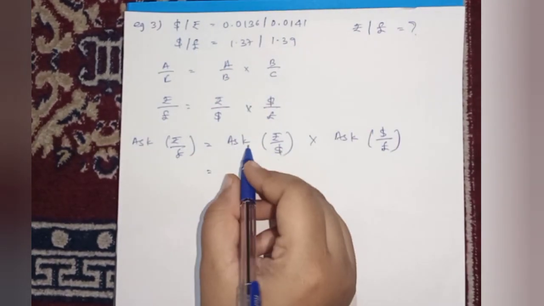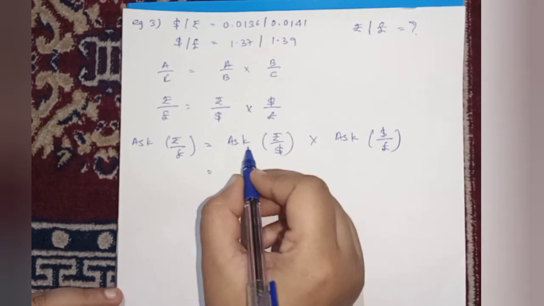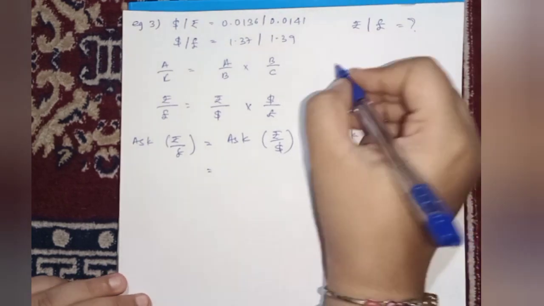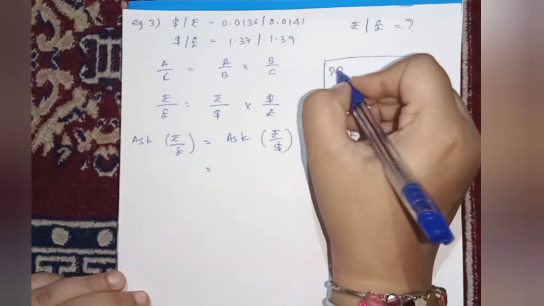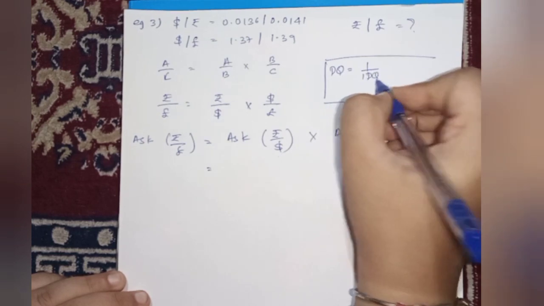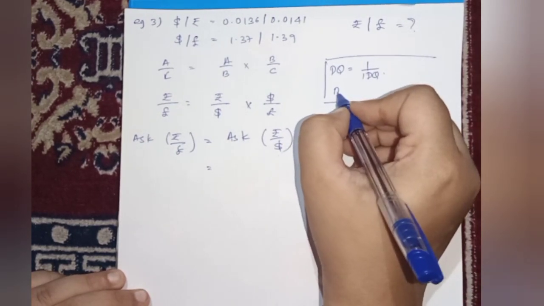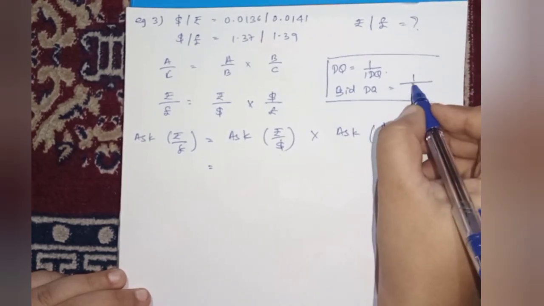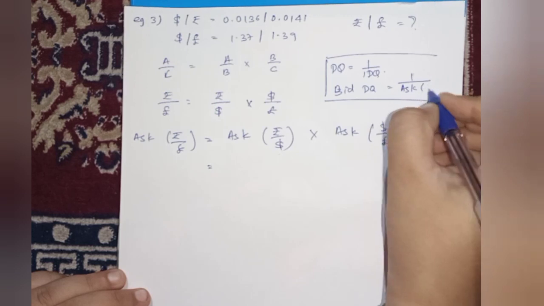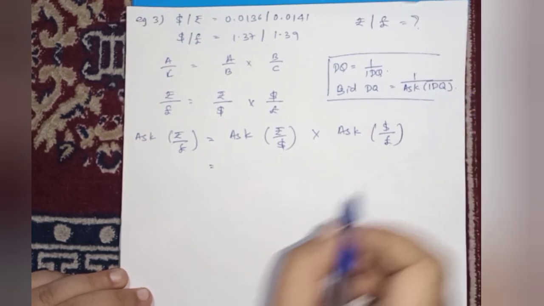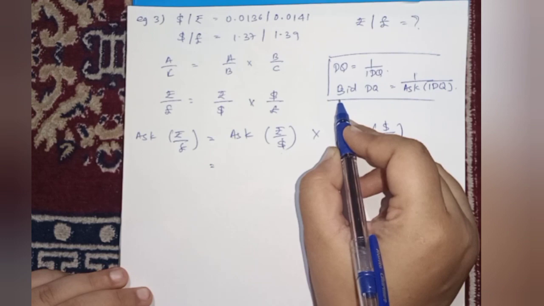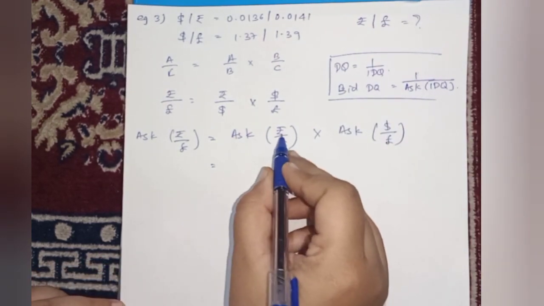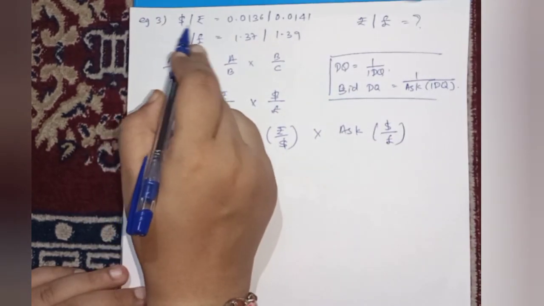We have already understood in the previous video the direct quote and indirect quote: the direct quote is the inverse of the indirect quote. So when you have to find out the bid of direct quote, you will find it as 1 upon ask of indirect quote. Similarly, vice versa for finding the ask of direct quote. In this case we have to find the ask of rupee upon dollar, but we are given the rates of dollar per rupee.